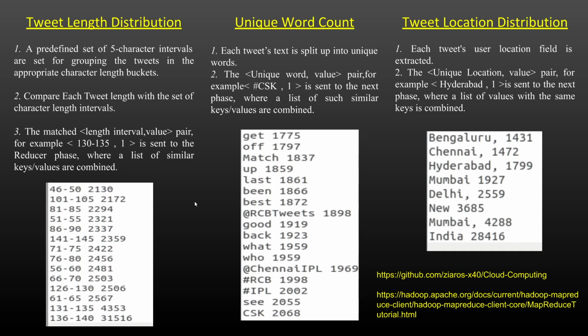and the count is found out. The second query is the unique word count, where each tweet's text is split up into unique words. All the unique words and their count in the entire dataset is found out. The third query is the tweet location distribution, where each tweet's user location field is extracted first, and then the number of tweets originating from a particular location is counted.